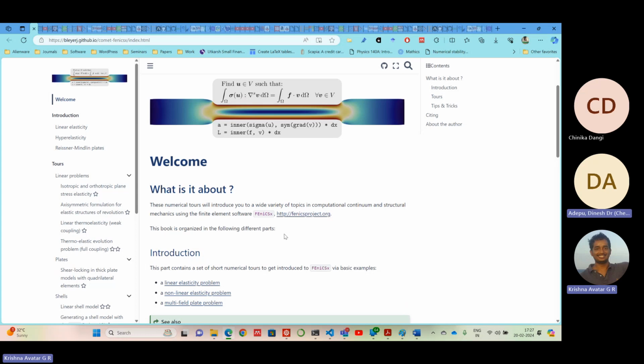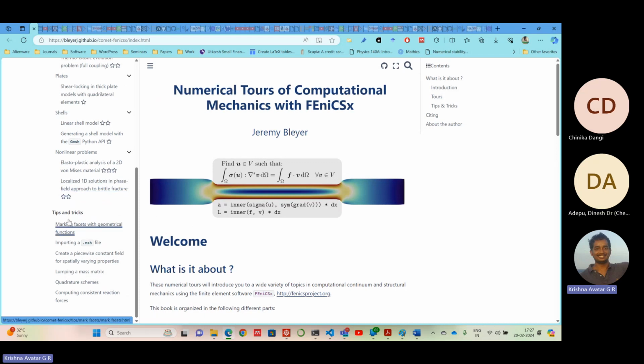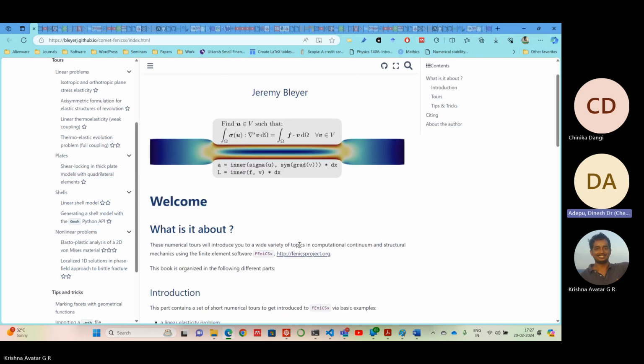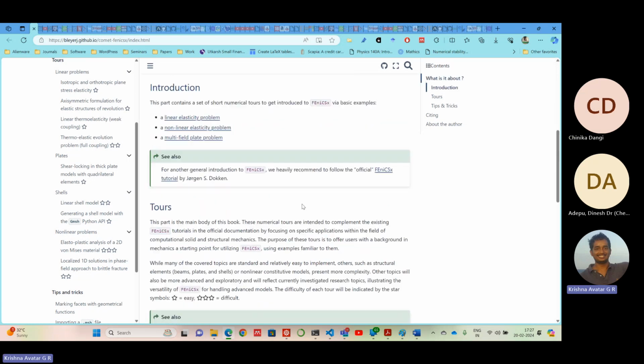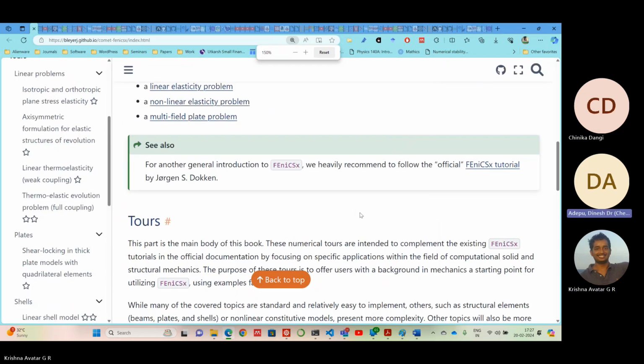Because today we are not going to code this, we'll code it in the next session, all this hyperelasticity and these Reissner-Mindlin plates. We'll do all this, including all the problems here, because all of these problems are very worthwhile, even the linear shell model and everything. So in this, what he calls tours, these numerical tools are intended to complement the existing Phoenix tutorials in the official documentation by focusing on specific applications. Maybe I'll just zoom in.